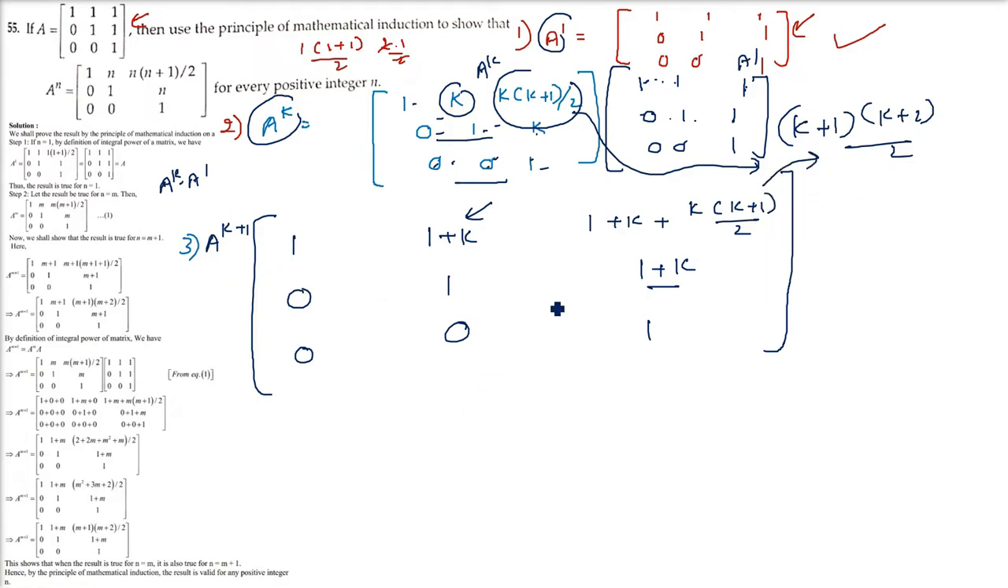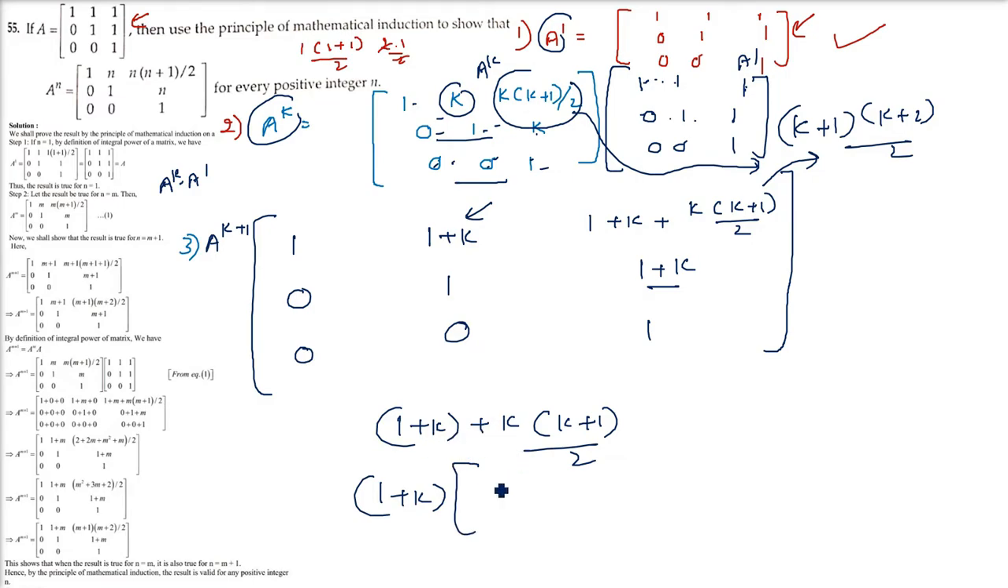So let me solve this. 1 plus k into k plus 1 by 2. Now 1 plus k, you take common. 1 plus k by 2 will remain. So this is 1 plus k and this is 2 plus k by 2. So k plus 2 by 2. And what is this? This is what we wanted. This one is exactly similar to this one.